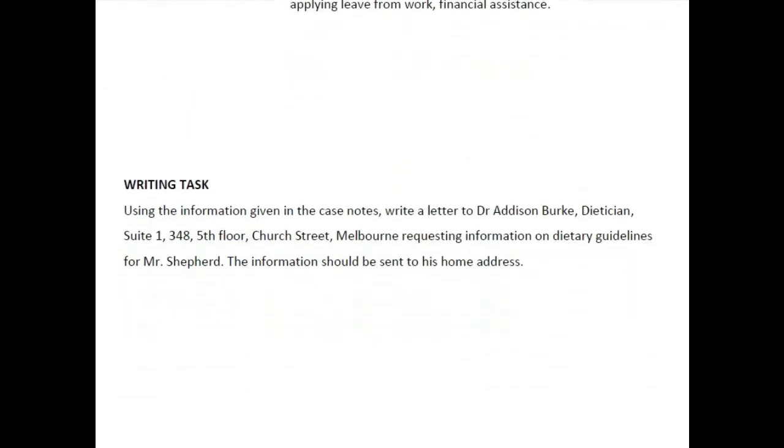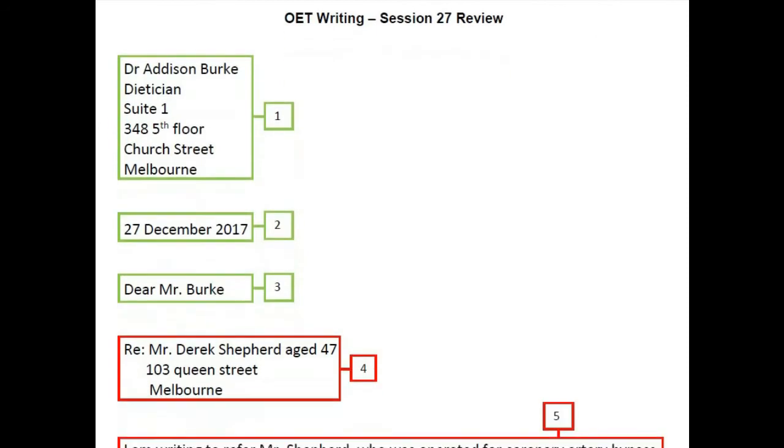Now let us see how we can write a letter with the help of a sample letter written by a candidate from India. The address, date and salutation written are correct. Moving to the reference part, there are a couple of mistakes such as you don't have to write aged 47, instead we can simply say 47 years. So we can write RE, then place a colon and write Mr. Derek Shepherd, 47 years. And you don't have to write the address of the patient in the reference, which is not advisable in OET writing.